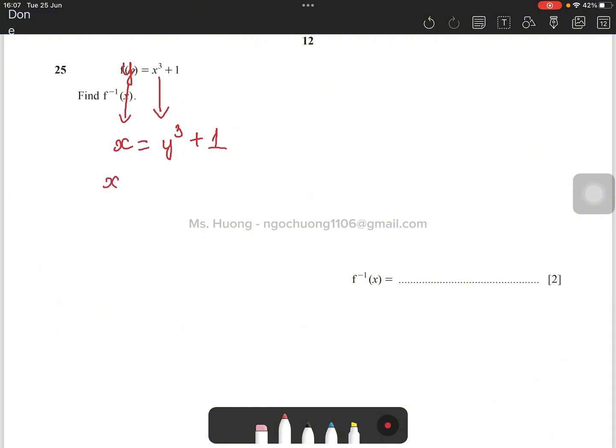And now we need to make y the subject. To make y the subject, we need to remove 1 from both sides. And then we need to take the cube root of both sides. x minus 1, the cube root. So this is y. And this is the final answer. The inverse of the function is the cube root of x minus 1. This is the end of the test.